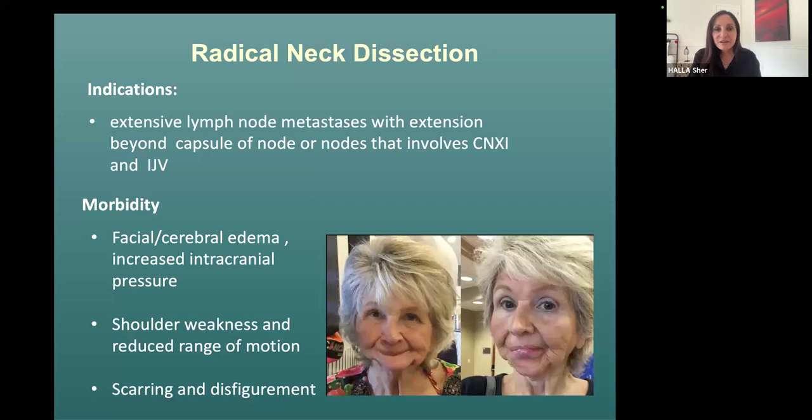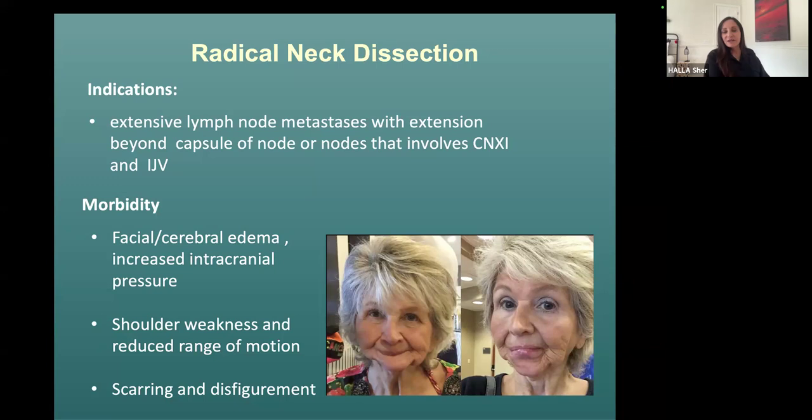The radical neck dissection has significant morbidity associated with it because of the non-lymphatic structures that are removed. So in patients who have to undergo bilateral radical neck dissections, where the internal jugular vein is removed bilaterally at the same time, there's a significant risk of facial edema and cerebral edema with increased intracranial pressure. Almost all patients who undergo a radical neck dissection will have shoulder weakness and pain, as well as reduced range of motion, and this is permanent.